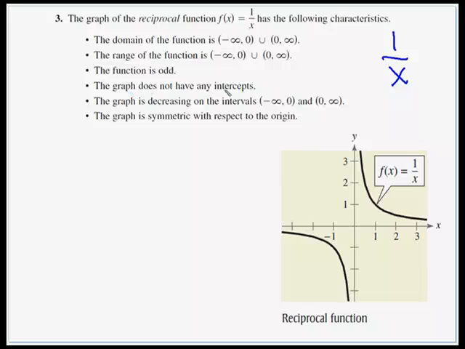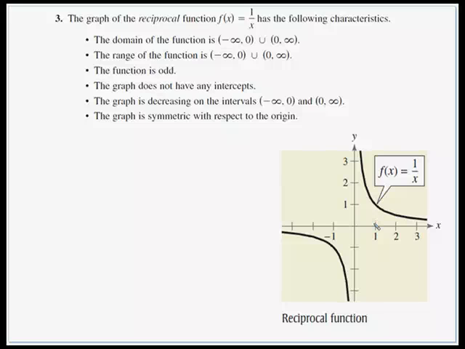It's an odd function, and it does not have any intercepts. It will never cross the x or y axis. It is decreasing on the left side from negative infinity to 0. We're decreasing and heading down. And we are also decreasing from 0 to infinity. Here we start on the left, we're going downhill, downhill, and then it starts to taper off, but we are always going downhill. And it's also symmetric about the origin.